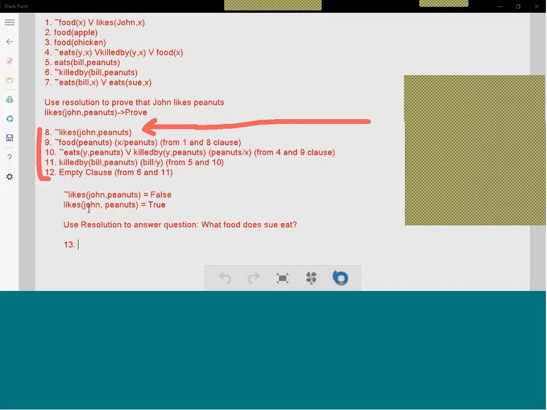See, whenever you have a question like this, what was the question? The first one that we have proved, we have to prove whether this is true or false. Here we have to give the answer. So this is different from the above one, but the steps are the same.